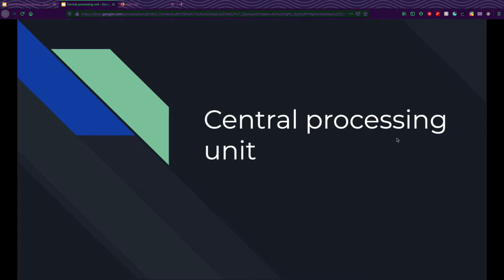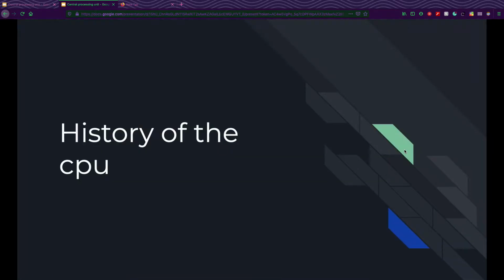Good morning everyone. Today I'm going to talk about the central processing unit. So the central processing unit, or microprocessor, or processor, is the integral part of any computer, and today we are going to discuss it. So let's start by seeing the history of the CPU and how it came into existence.